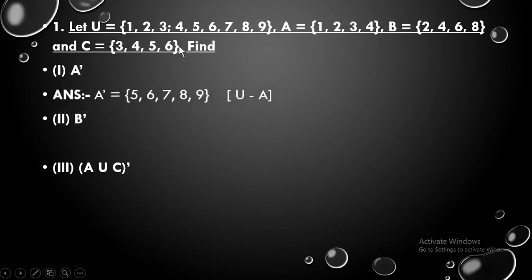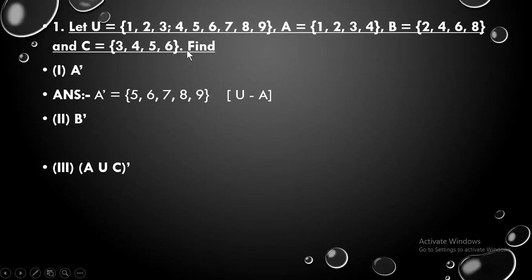Now when you do universal set minus set A, you see the common elements are 1, 2, 3, 4. Now 5, 6, 7, 8 are the leftover elements from the universal set. So that is your A complement. Universal set minus set A will give you your A complement.